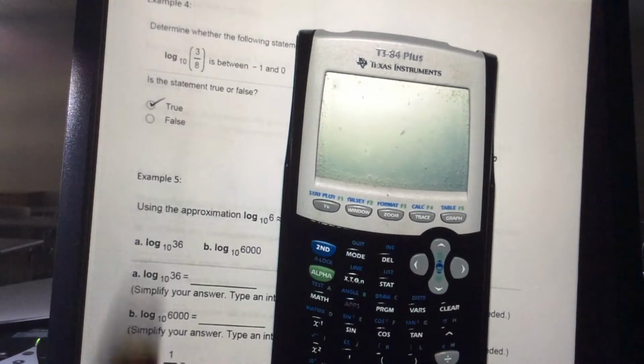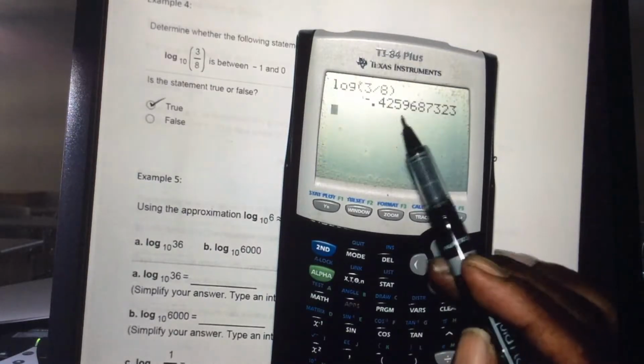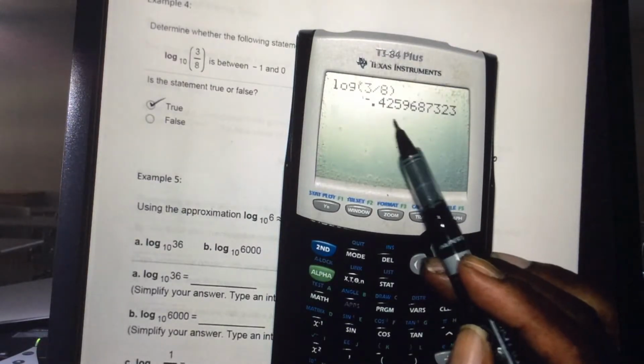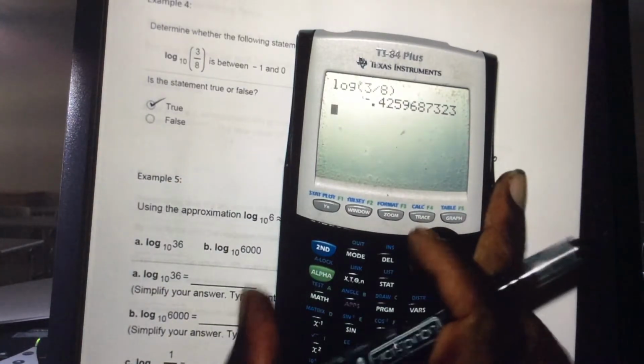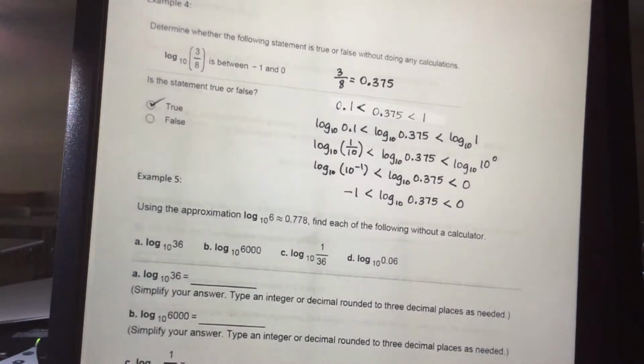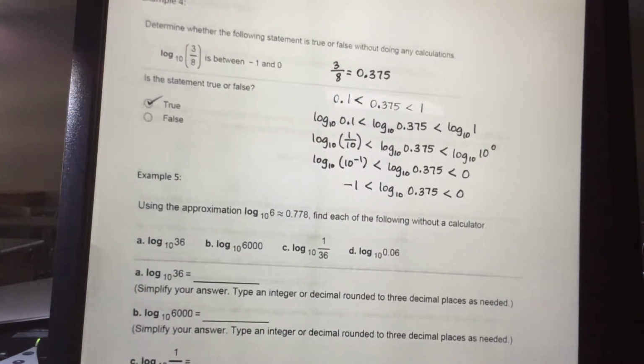Now, if all of that was confusing, you could use the calculator and press the log key and then do 3 divided by 8. You'll see it's -0.4295. That is between -1 and 0, so that would be true. But here I'm just showing you how you can do this without having to use a calculator. Okay? But you are free to use the calculator if you like.